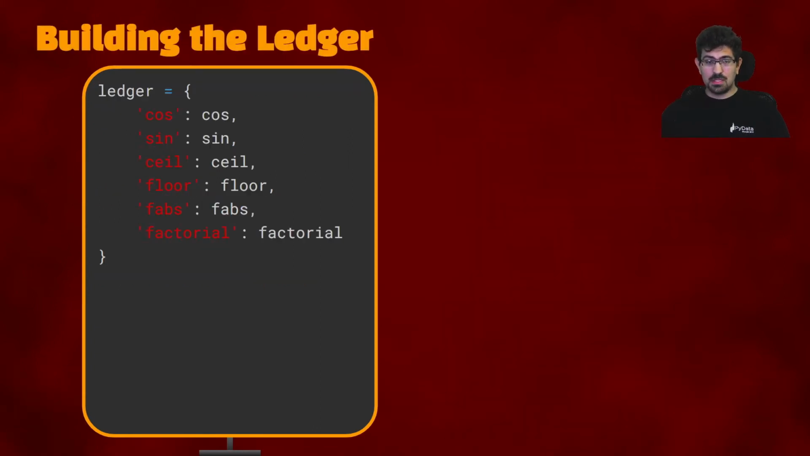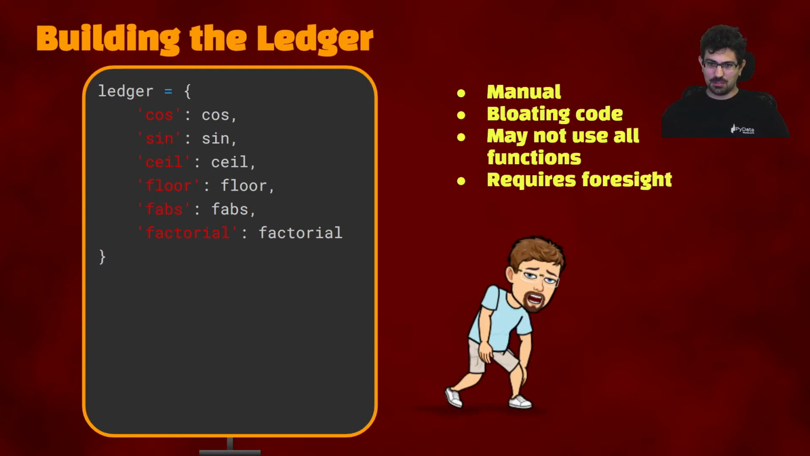So now all we have to do is keep building a ledger of all functions inside the math module, right? We can do this for 6 functions, but the thing is there are many more functions in the math module. So we can see that this is not the best, right?